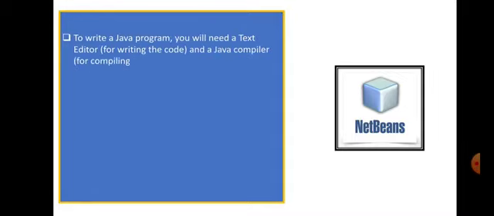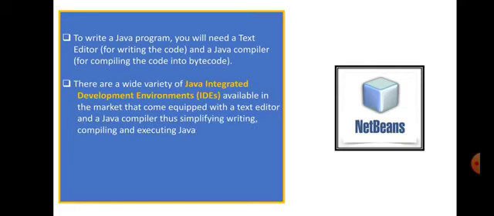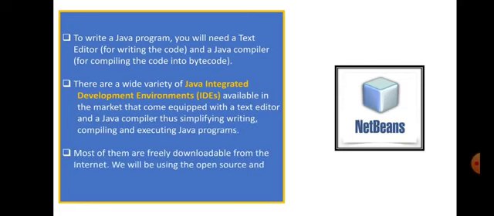Now here this is the NetBeans icon, children. You can see here, to write a Java program you need a text editor for writing the code. In the previous example, I have clearly given you the 5 steps. There, the text editor is only Notepad, and the Java compiler is for compiling the code into bytecode. So two things are necessary. One is the text editor, which is to write the code, and the Java compiler to compile the code into bytecode.